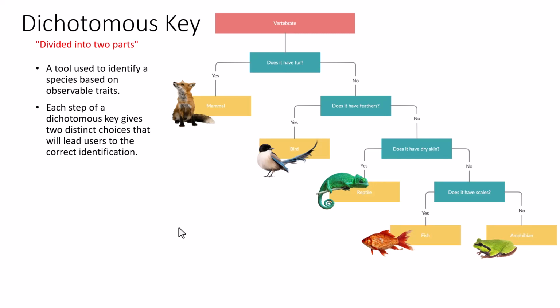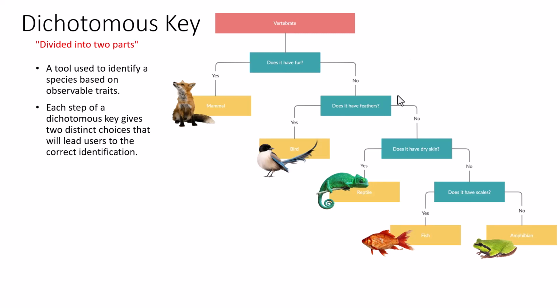Each step of a dichotomous key gives two distinct choices that will lead users to the correct information. If you look at this particular dichotomous key, you will see that it includes all vertebrates, and then it gives you a variety of descriptors. Does it have fur? Does it have feathers? Does it have dry skin? Does it have scales? And so we work through all of these individual organisms in order to identify the taxon that they belong to.